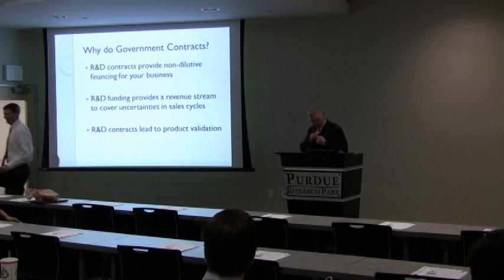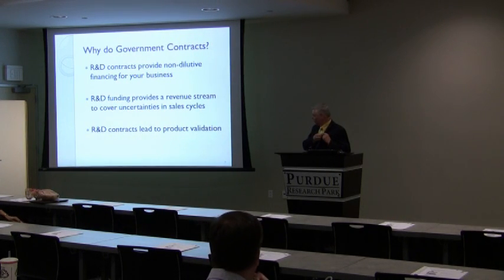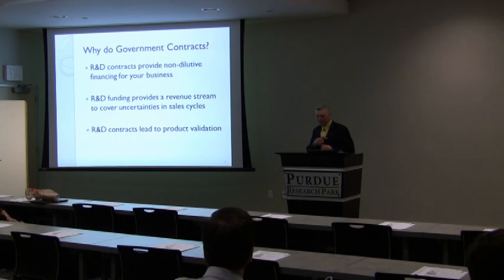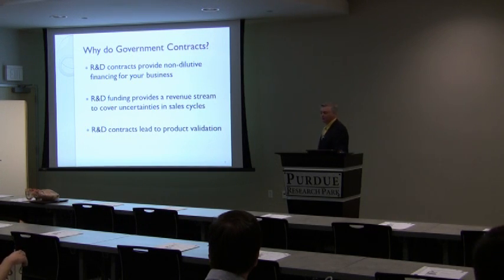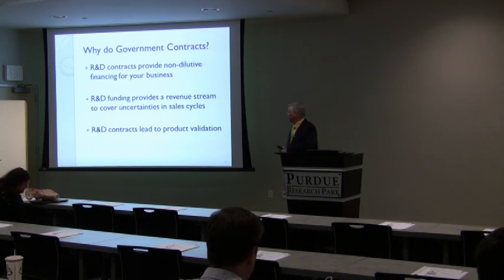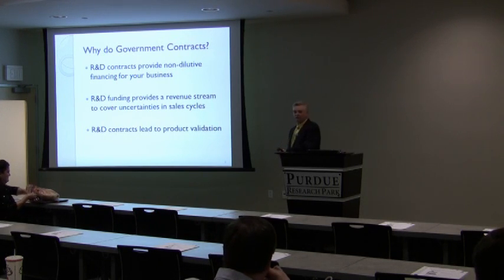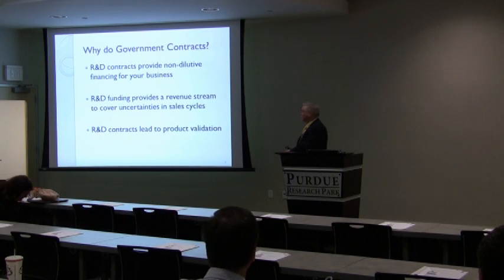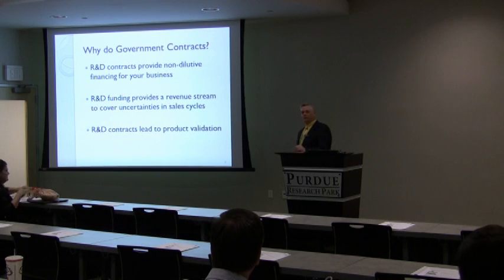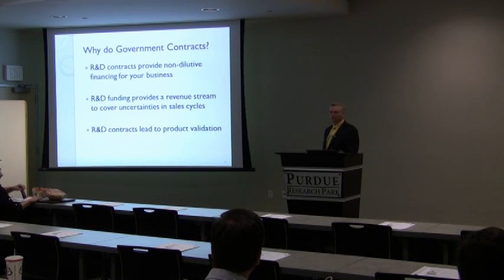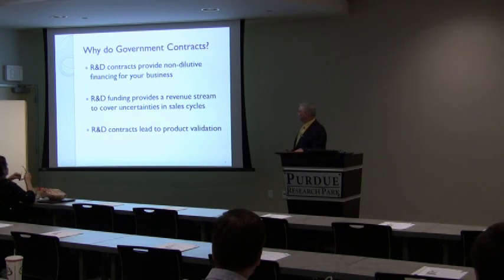So good afternoon, and the reason why I think we're here today is to learn about government contracting and specifically accounting. Just because I'd like to reaffirm some of the important aspects of government accounting. Why do we do government contracts to begin with? Well, R&D contracts provide non-dilutive financing for your business. So most folks that are involved here at the parks are involved in a startup business or early stage business of some kind. R&D contracts are a good source of non-dilutive financing.